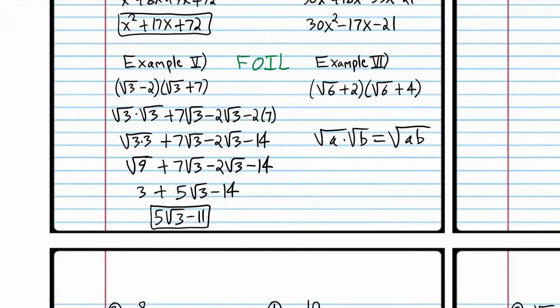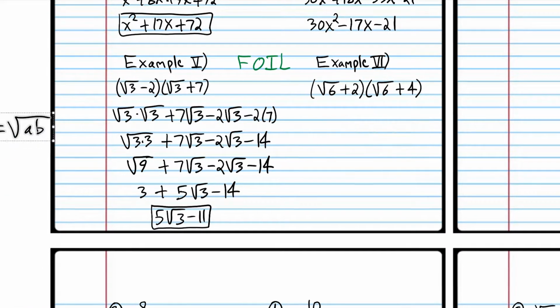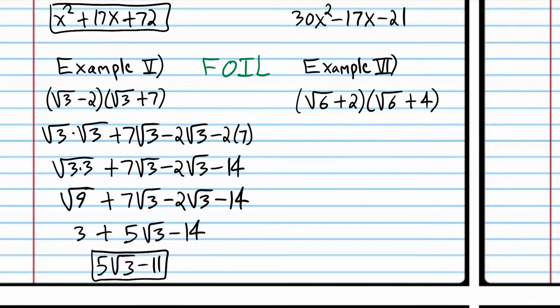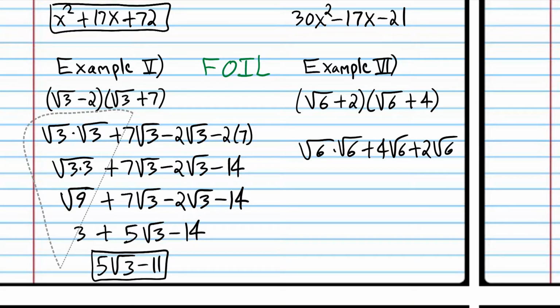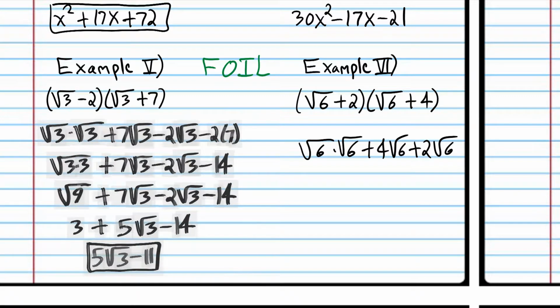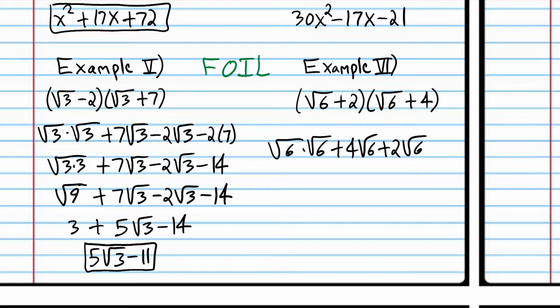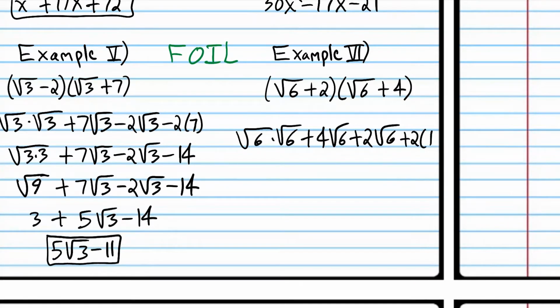All right, we're back. So let me get that out of the way. Multiplying the first terms using FOIL, we have root 6 times root 6. And multiplying the outside terms, we have 4 times root 6. And then the inside terms, we have 2 times root 6. And let me shrink this a little bit. And then the last terms, we have 4 times 2. I'm going to put a little divider here.